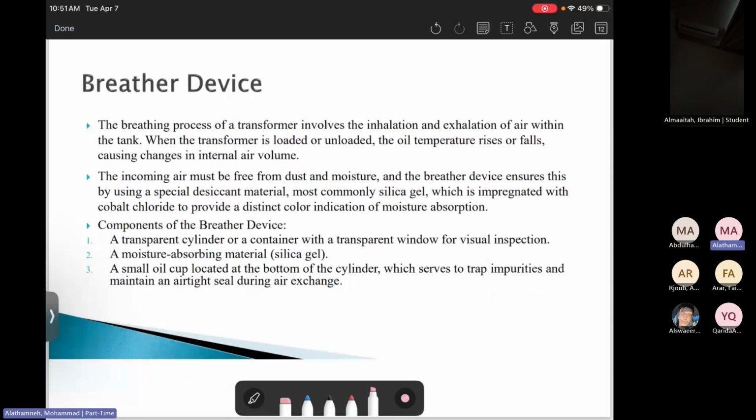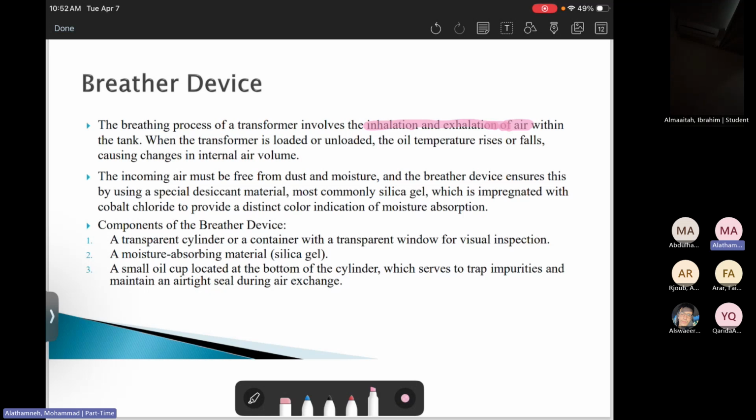The breather device. What does it mean, the breather device? The transformer can breathe like us. How? It has inhalation and exhalation like us breathing air. What do I mean by breathe? There will be air volume inside it due to the temperature. The oil temperature can increase and decrease, and once it does, it can produce some gas bubbles. Those gas bubbles need to be exhaled. How do we exhale them? There should be a place to exhale.